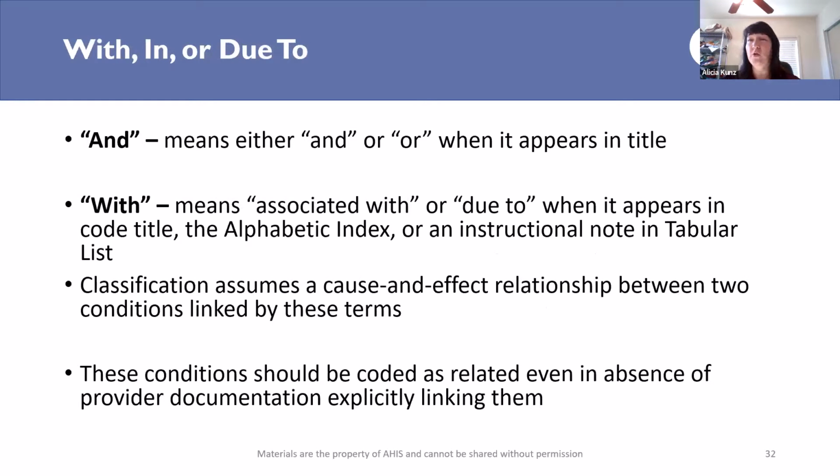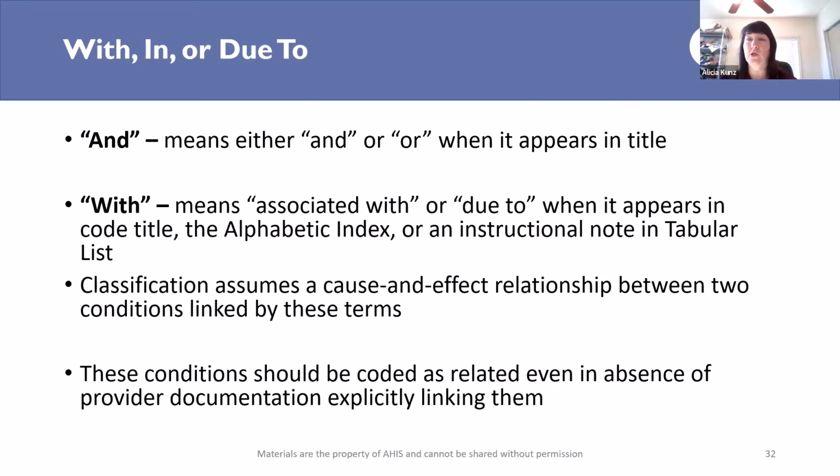We also have instructional notes where you're going to see the terms and or with. If you see the term and, it means either and or. If you see the term with, consider that to be associated with or due to. That means your classification is assuming a cause and effect relationship between the two conditions that are linked with the terms and or with. And you're going to code them as being related. So if there are combination codes, you're going to use those.